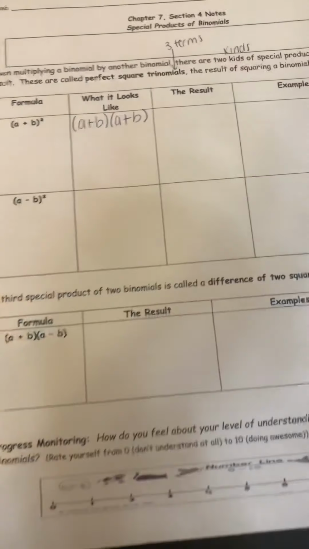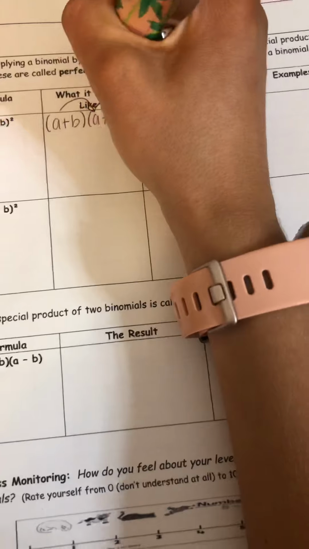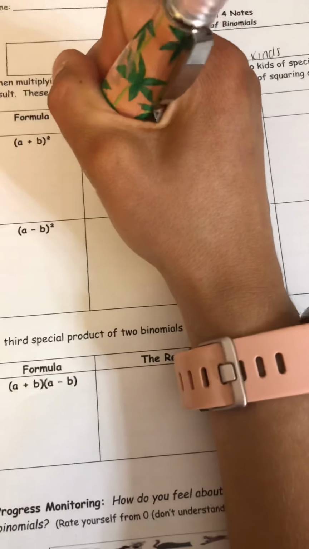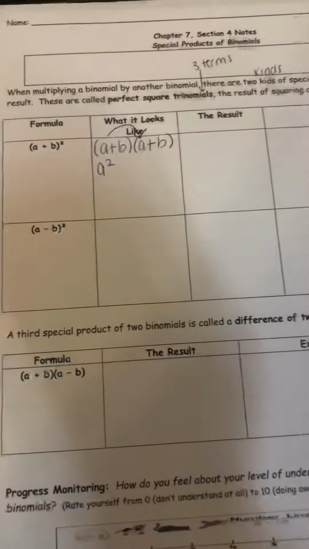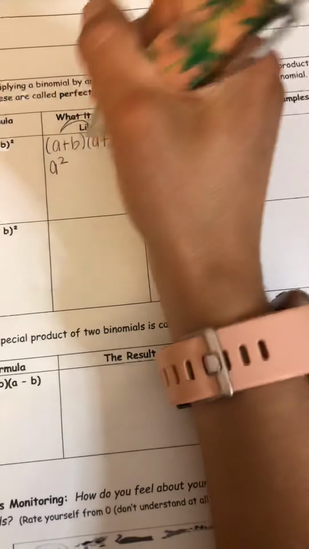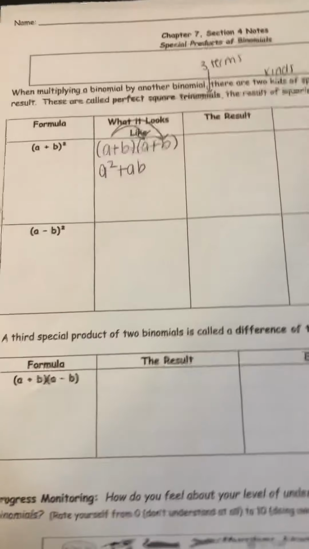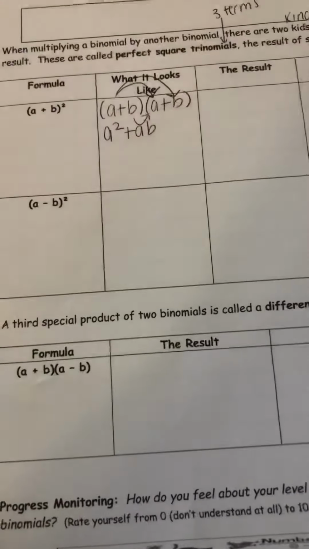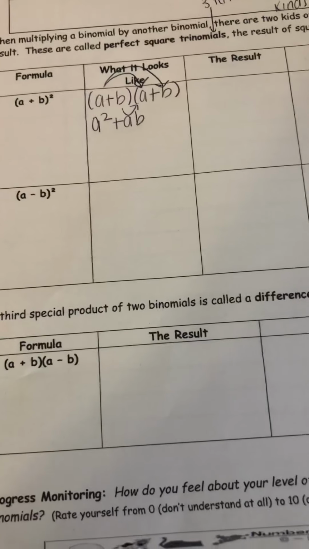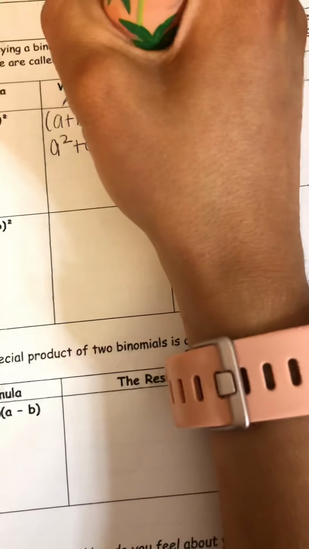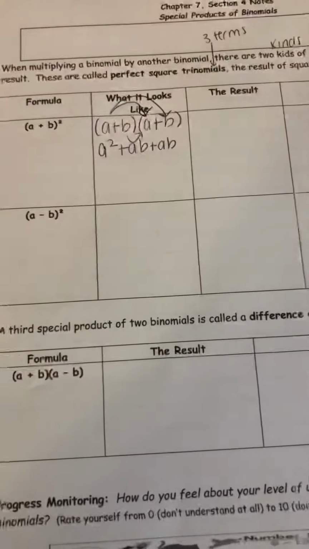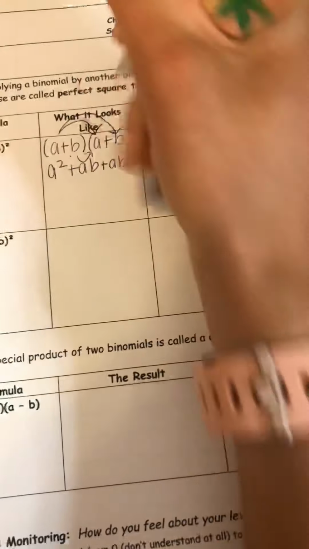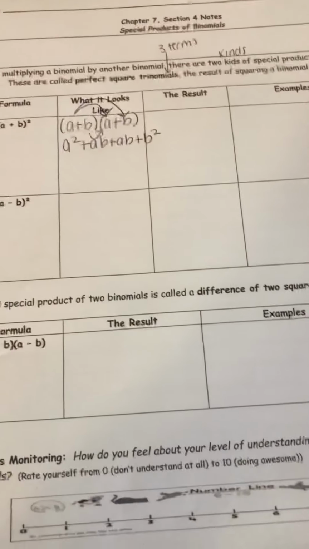Now, I can FOIL, or double distribute. So I get a times a, which is a squared. A times b, which is ab. I'm going to write it in alphabetical order. Make sure you do that as well, otherwise you might get confused. B times a, that's really a times b, right? Multiplication, doesn't matter the order. So that's still going to be plus ab.